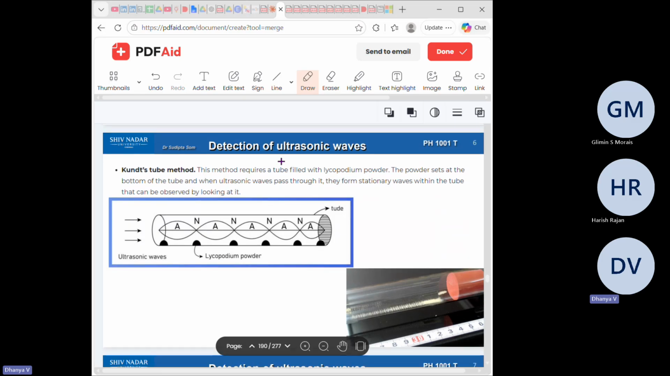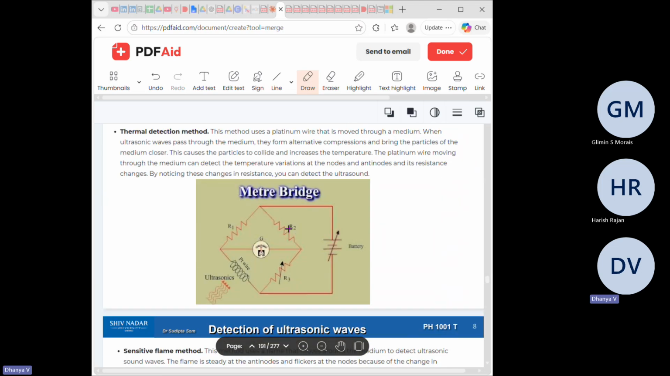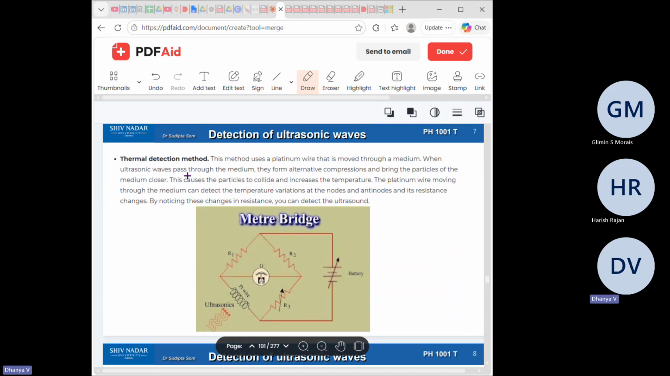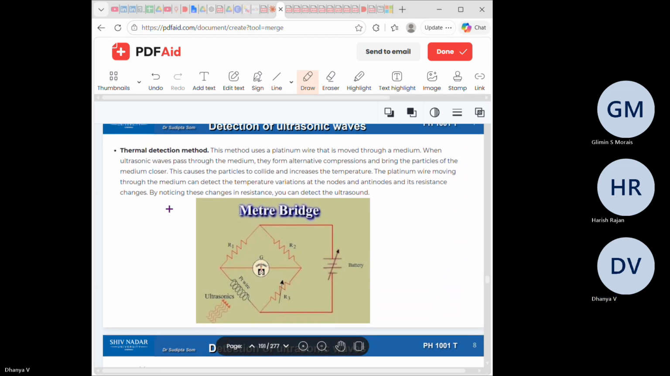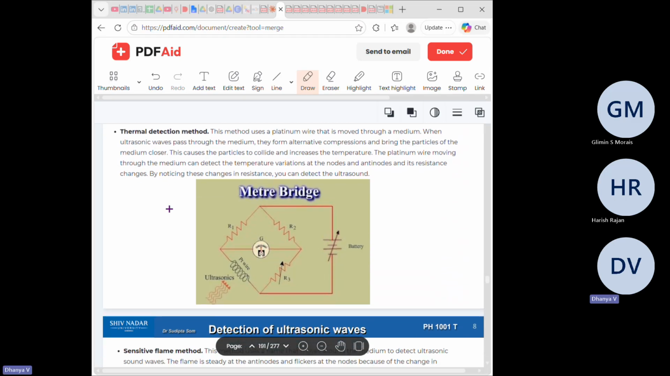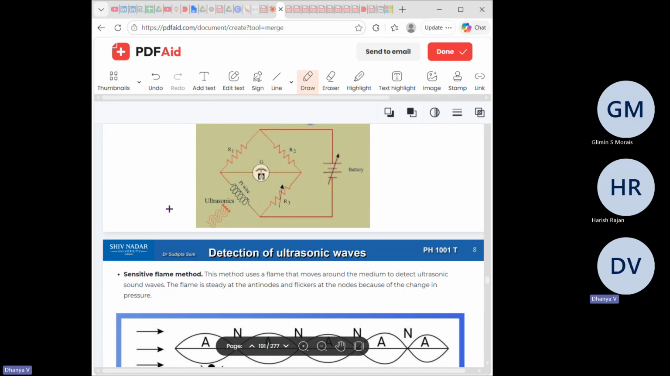This method requires the tube to be filled with lycopodium powder. The powder sits at the bottom of the tube, and when ultrasonic waves are passed through, it gets accumulated only at the nodes. That's how you test the presence of your ultrasonic waves. Again, I don't think this is required. I think it's again detection with the help of a meter-based sensor.